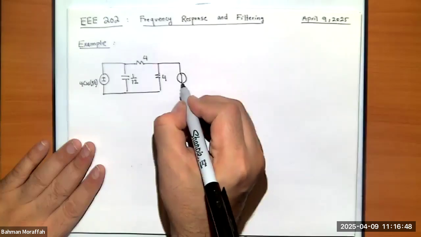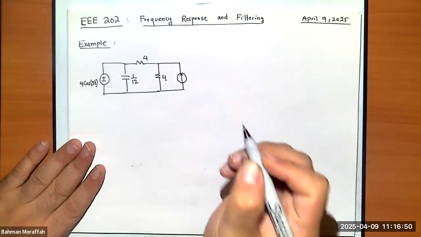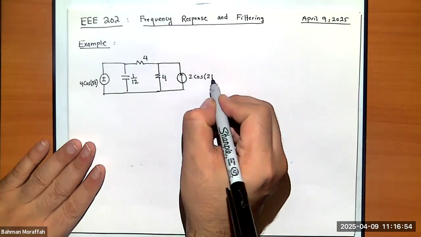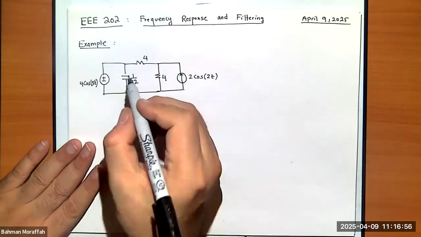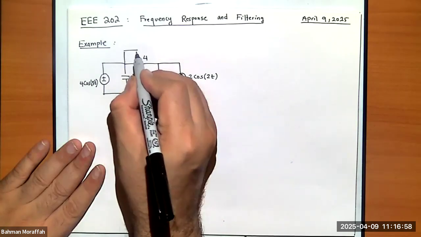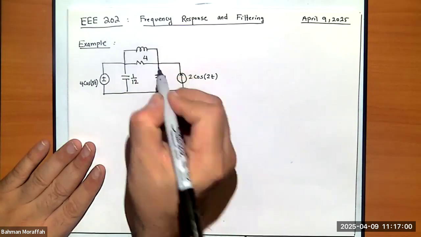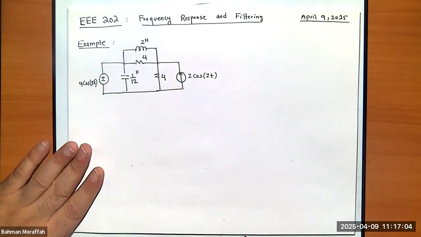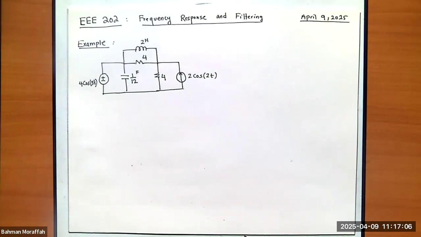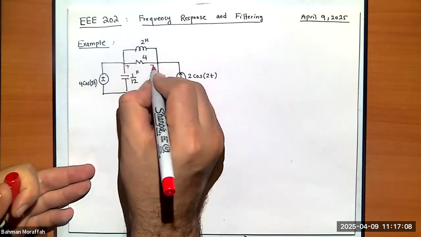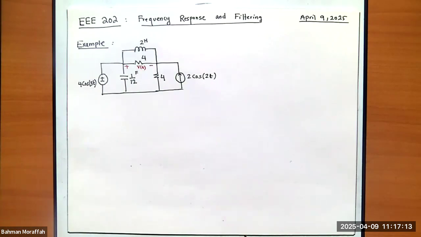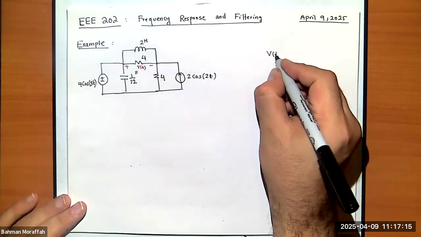It's followed by a current source, and this current source is 2 cosine 2t. And I have an inductor with value 2 Henry. Let's just say the question is, what is the voltage across this 4 ohm resistance? Okay, the question is, what is v(t)?